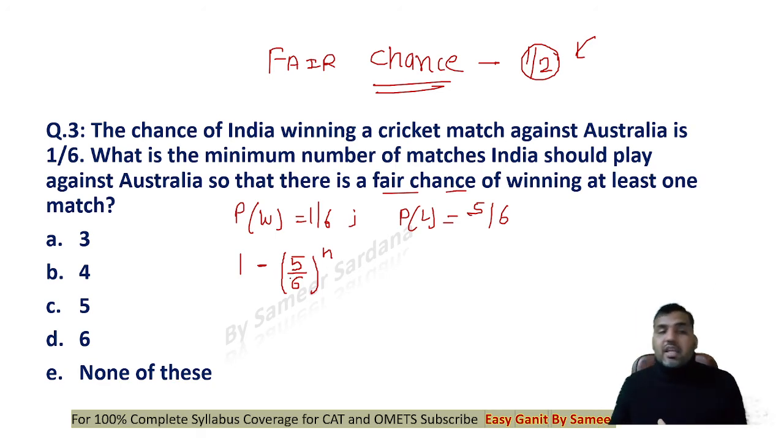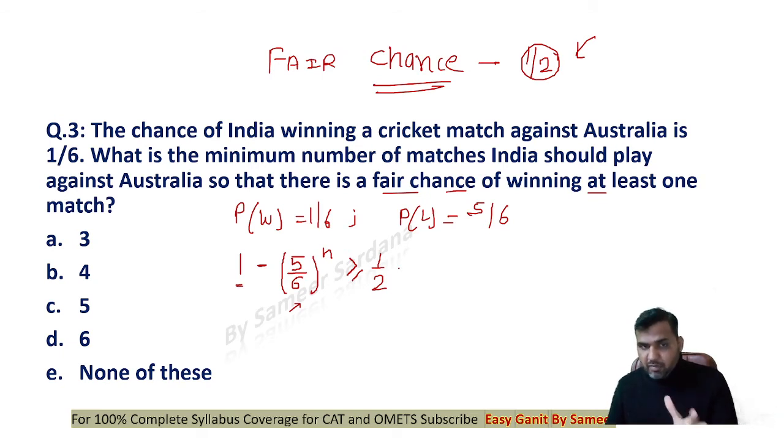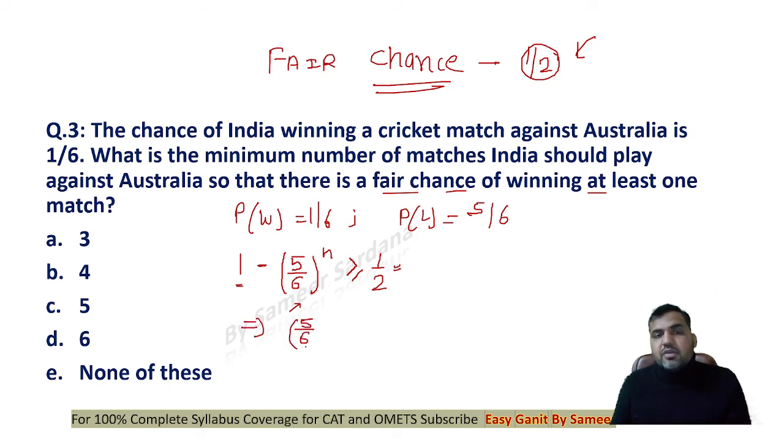Now what I want is, I want India to have a fair chance of winning at least one game. So that means I want this value to be greater than or equal to 1/2. Because I'm subtracting the probability of India losing the match out of total probability, so I'll be left with India winning the match. And if this probability is greater than 1/2, that means there's a fair chance that India is winning the game, right? Now, all I need to see is for what minimum value of n, (5/6)^n is less than or equal to 1/2.